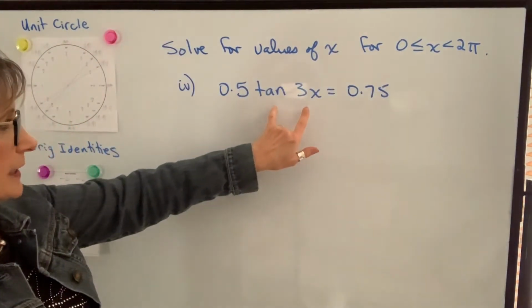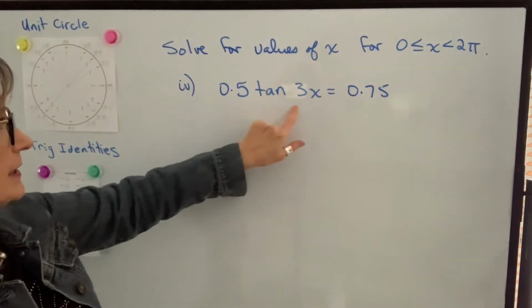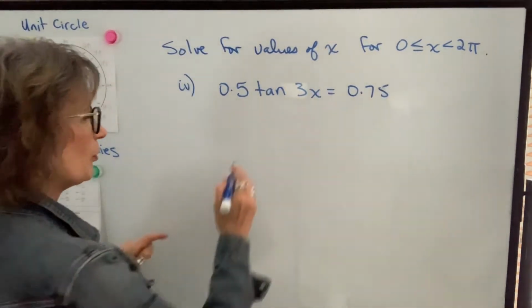Let's start this next example by isolating tan of 3x. So we're going to divide both sides by 0.5.